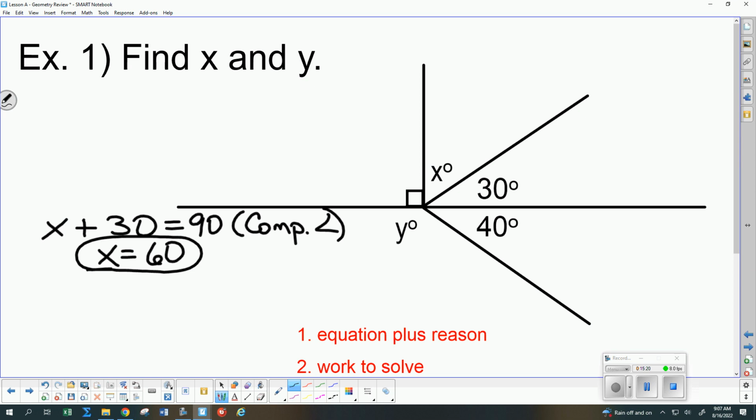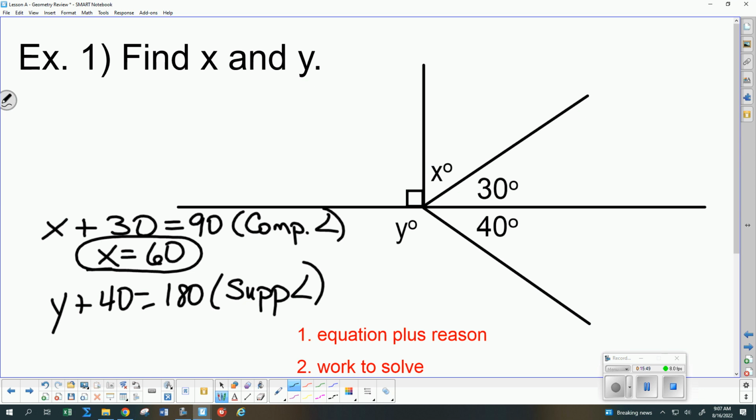Can anybody tell me a relationship that will let us figure out what y has to be equal to? Riley? Okay, because this is a straight line here. If we put the y and the 40 together, so we write that down, y plus 40 is 180. Supplementary angles, and everybody shout out, what is y? 140.